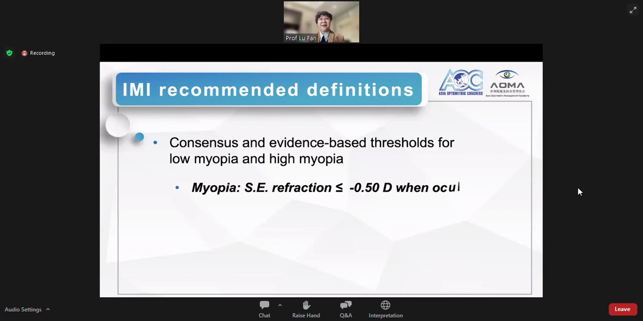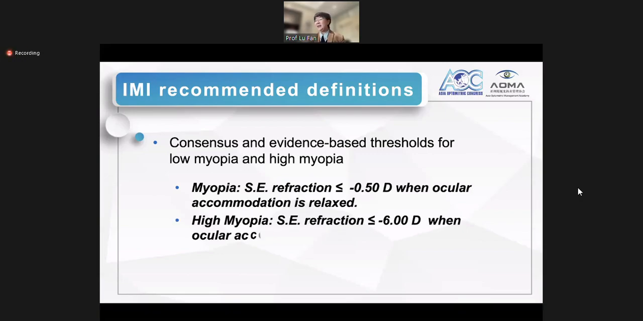Here is some basic information. The recommended definitions are evidence-based and clinically relevant, and this is a descriptive definition for myopia. Thresholds for myopia are defined as myopia and high myopia.